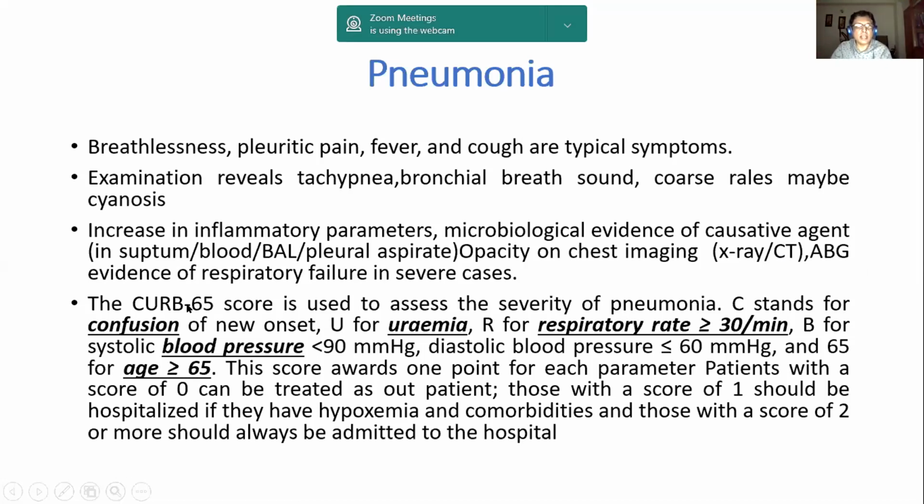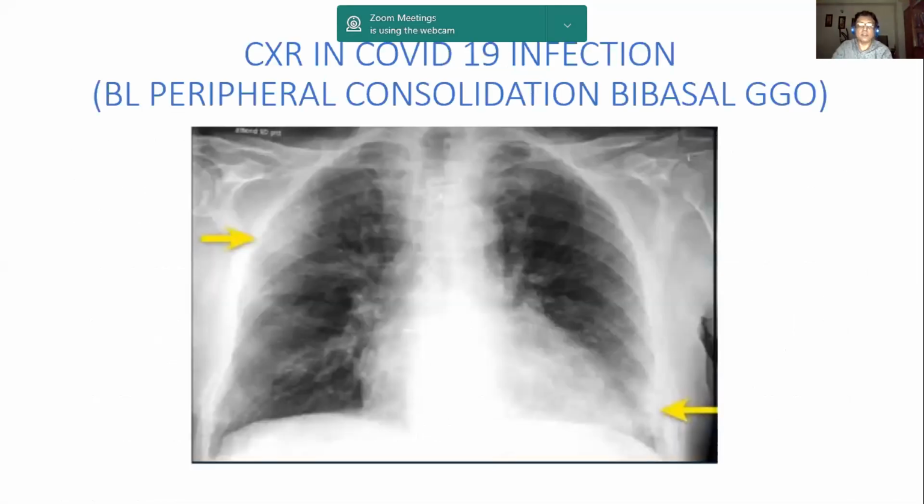And we all know the CURB-65 score, by which the parameters are confusion, uremia, respiratory rate, blood pressure, and the age. And it classifies the severity. The patients with high score should be admitted to the hospital, particularly in a high dependency unit.